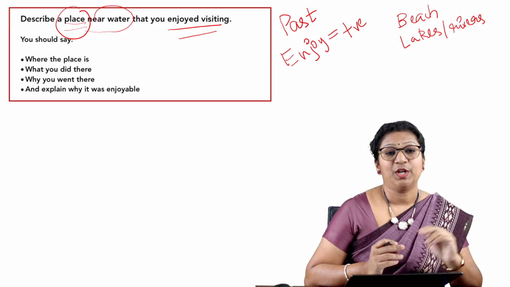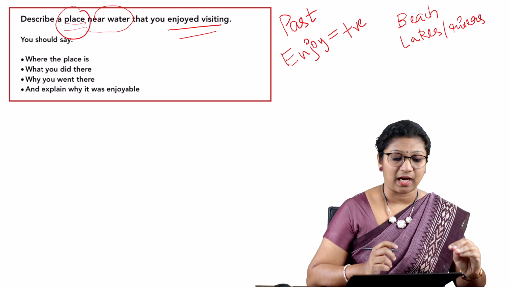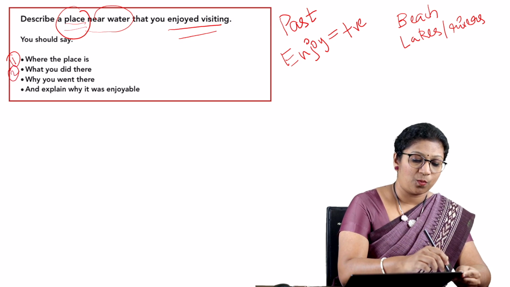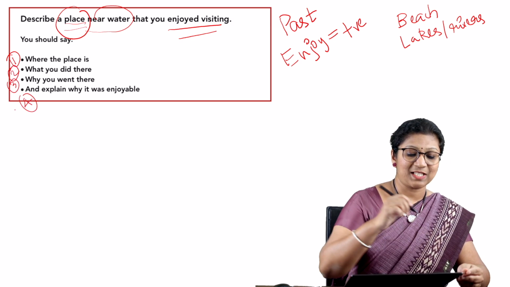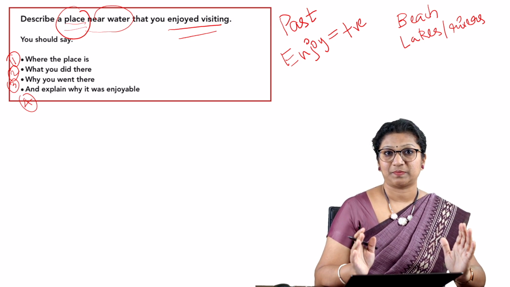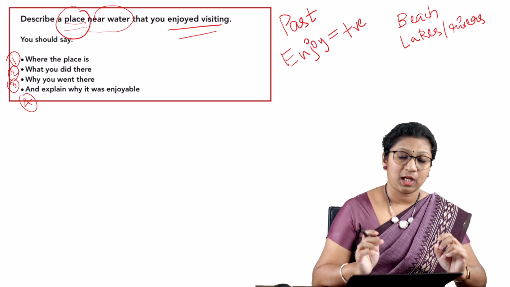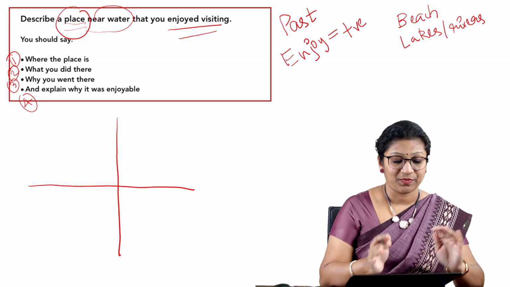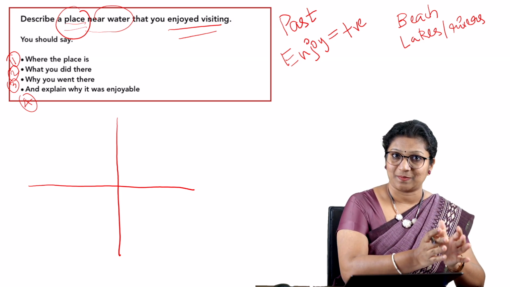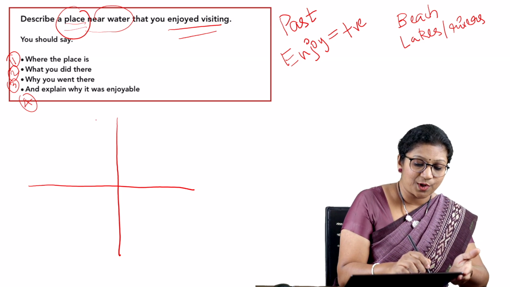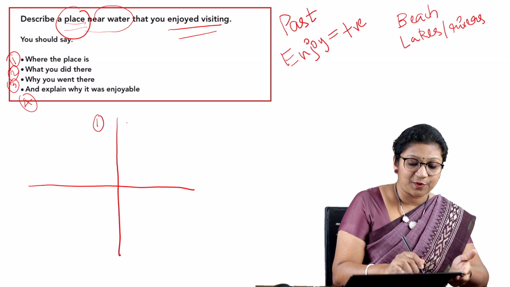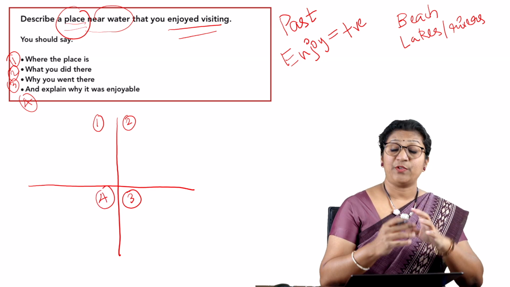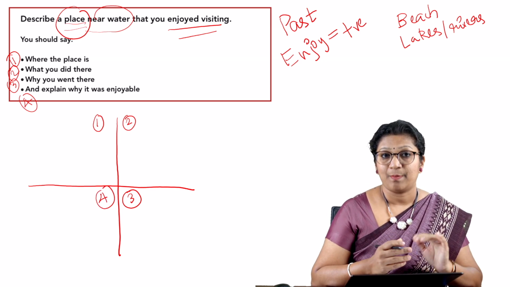Okay, now you have 4 sub-questions given on the card. Like here it says where the place is, what you did there, why you went there, and number 4, explain why it was enjoyable. So an ideal way to make notes is divide the page that is given to you into 4 halves. Each quadrant stands for a question. So let's imagine that this quadrant is for question number 1, this is for question number 2, and accordingly 3 and 4.